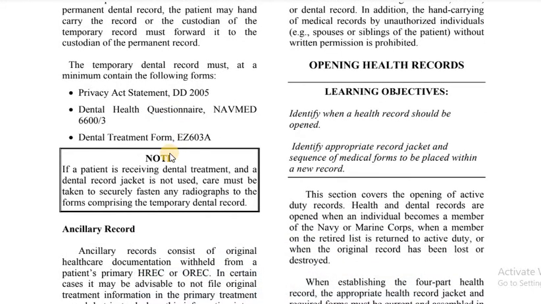A temporary dental record must have the following three forms: Privacy Act, Dental Health Questionnaire, and the Dental Treatment Form. Kind of makes sense. If nothing else, I need to make sure that my Privacy Act is signed and that I have asked them some questions before I dig into their mouth. So, kind of makes sense.